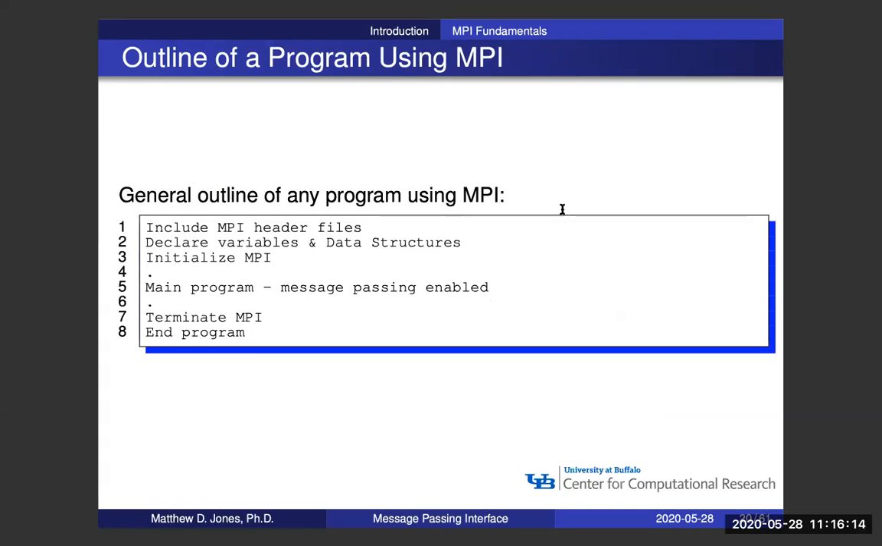So what does a basic MPI program look like? Well, it looks like this. Up at the top, you have to include your MPI header files that basically determine how you interface with the spec itself. Then you declare your variables and your data structures just like you normally would. You have to initialize MPI. I'll go through the function call for that here in a second. In your main program, you'll have to instrument it for message passing, depending on what type of application you're trying to write, and then you shut MPI down at the end.